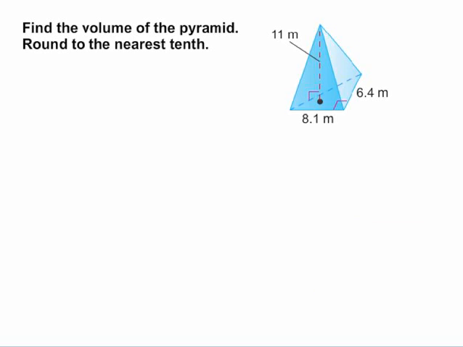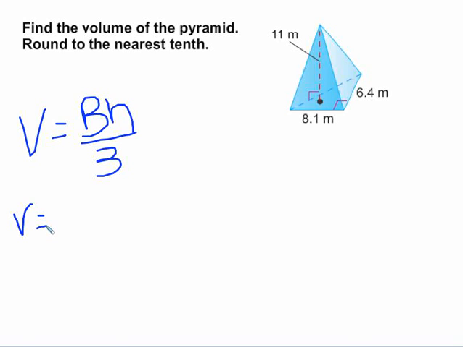All right, one more example. Again, we'll look at a triangular pyramid. At this time, it would be a good idea to pause the video and try this one on your own. So again, same formula, volume equals base area times height divided by 3. Only difference is the base is a triangle. So my base area is going to be calculated by multiplying 8.1 by 6.4 and then dividing by 3. The height of the pyramid is 11 meters, all divided by 3.